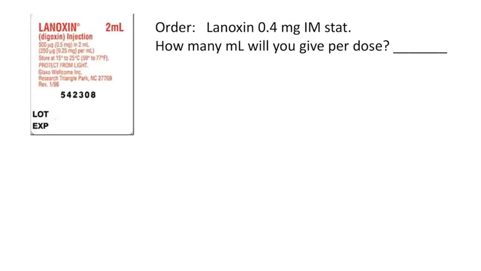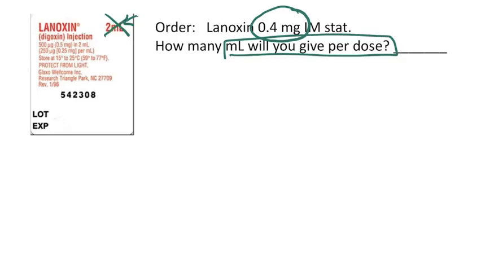Next practice question here is how many milliliters will you give per dose? Milliliters per dose. Again, doctor's order, drug concentration. My doctor's order is 0.4 milligrams. And what do I have in here? I have 2 milliliters in the vial. Don't care. What I really want to look at is these numbers over here. So it looks like there are 500 micrograms, which is the same as 0.5 milligrams in 2 milliliters.